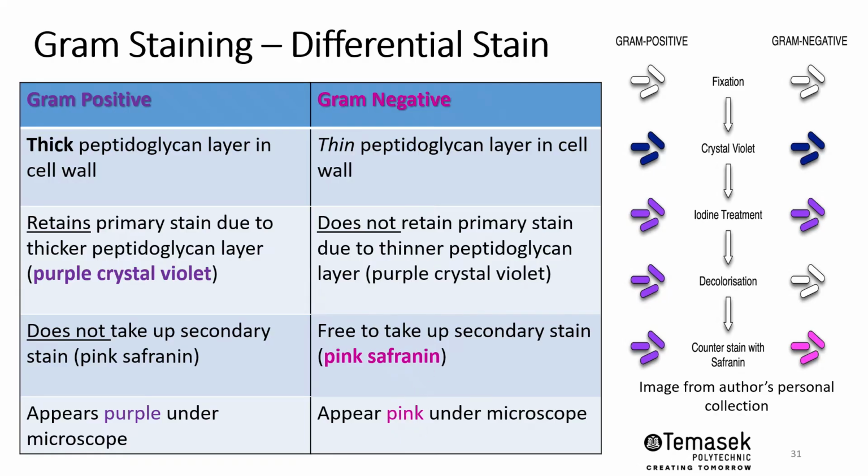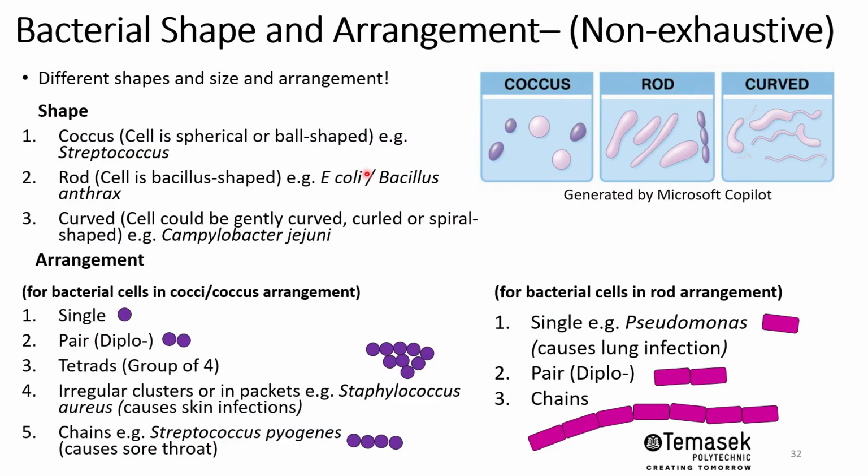Now I want to switch gear and talk about bacterial shapes and arrangement. This is a non-exhaustive list. It's just a sampler of what are common shapes and arrangements we can expect from bacteria routinely. So bacterial cells are prokaryotic. They are unicellular microorganisms. Bacterial morphology refers to the bacterial cell shapes as well as their arrangement.